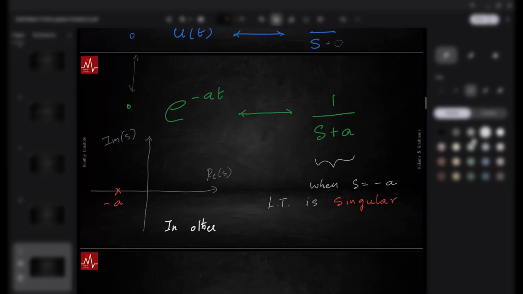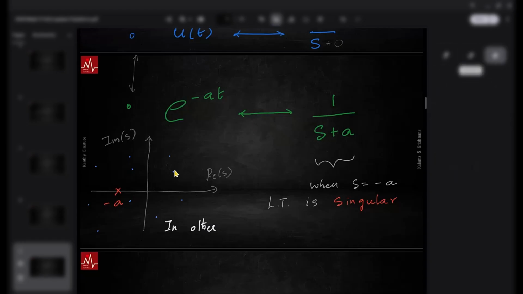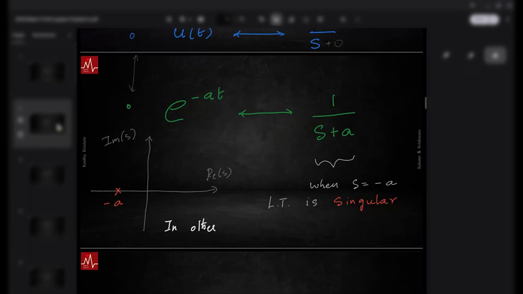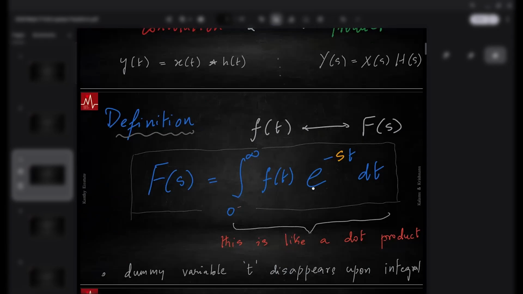in this complex plane, which point represents e power minus at best? Is it this blue point? Is it this blue point? You can ask that question. Wherever the dot product between the function and e power minus st is the highest, that value of s represents the function best.